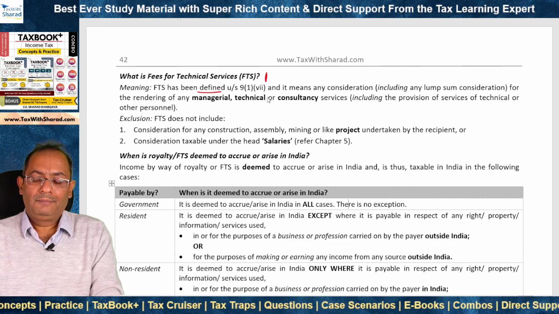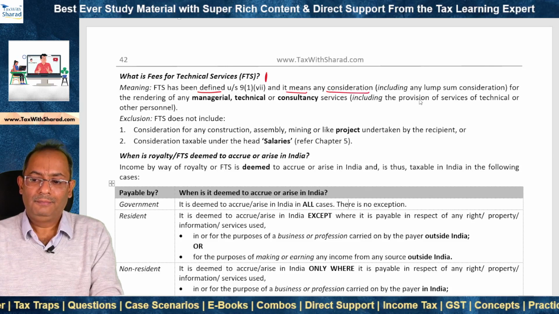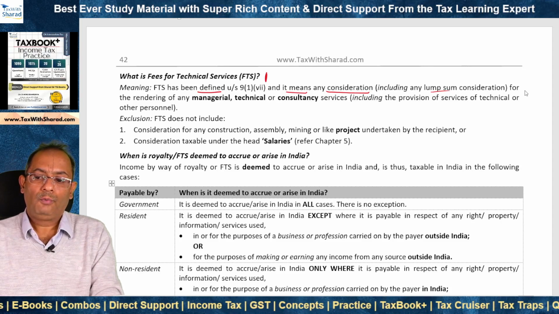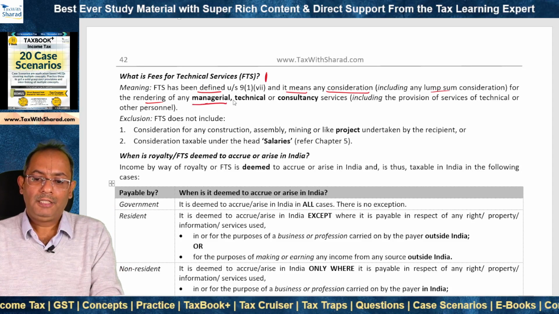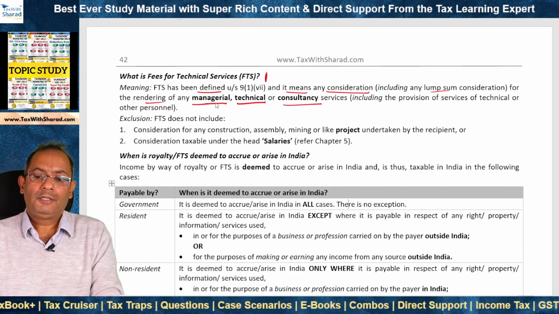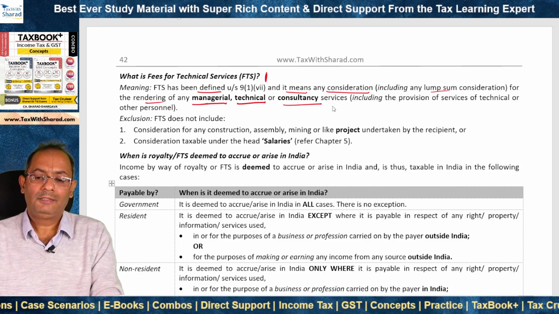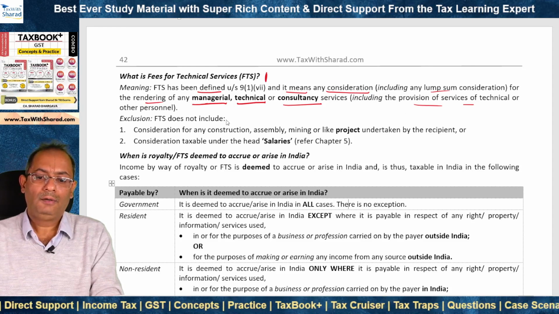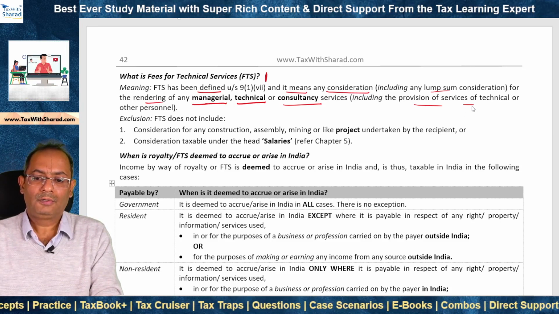FTS has also been defined. And what does it mean? It means any consideration, and this includes lump sum consideration as well. For what? For the rendering of services. There are three types of services. One, managerial service, technical service, or consultancy service. Right? Consideration for rendering of managerial, technical, or consultancy services is classified as fees for technical service, FTS, and it includes the provision of services of technical or other personnel. So if the services of, say, technical personnel are provided, that is also classified as FTS.